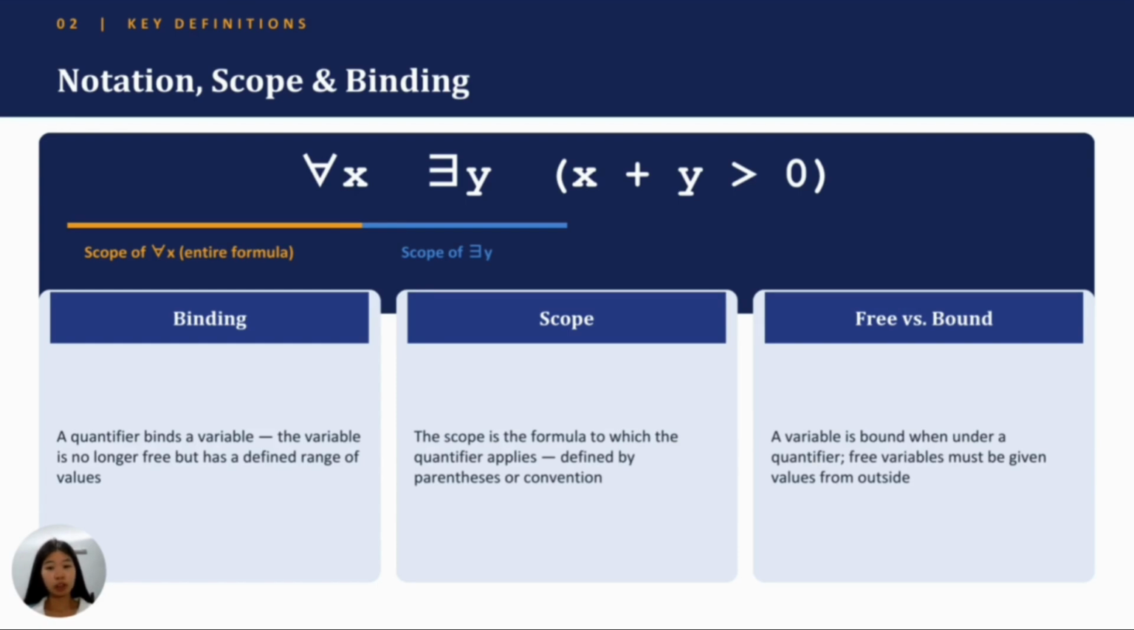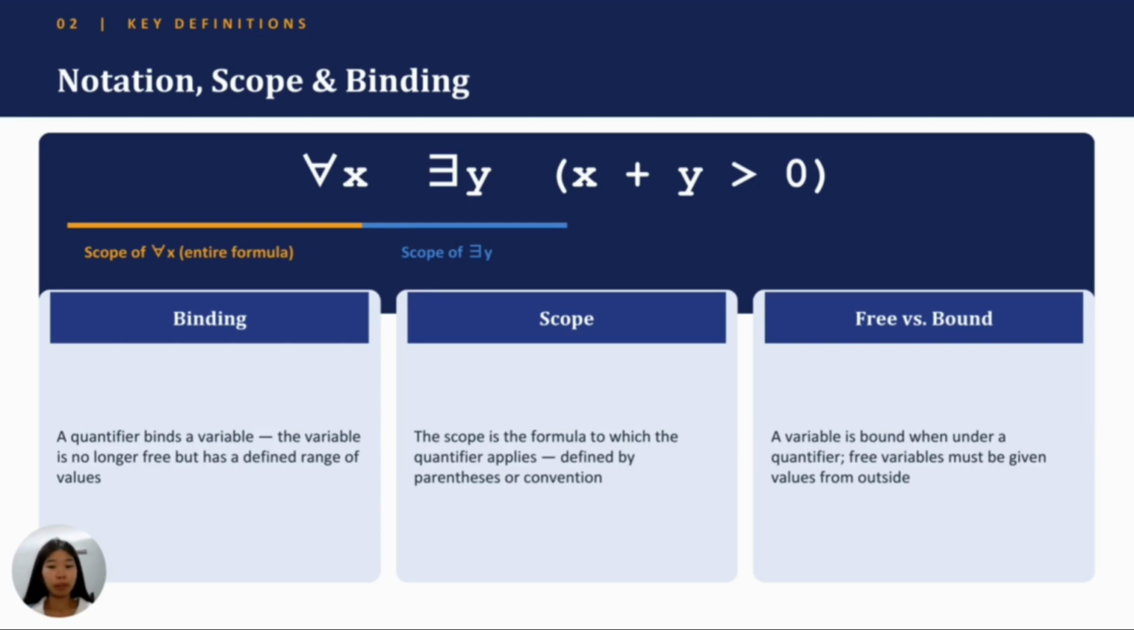Moving to the next, let's talk about how we read the structure of quantifier expressions. Specifically, we will look at notation, scope, and binding. To make sense of these three rules, let's analyze the mathematical statement at the top of the slide: for all x, there exists y, x plus y is greater than 0. First, let's address scope, which you can see in the middle column. The scope is simply the domain of influence, the exact part of the formula which the quantifier operates on. It is usually indicated by brackets, or we can say it is the condition of the statement which the quantifier applies to.